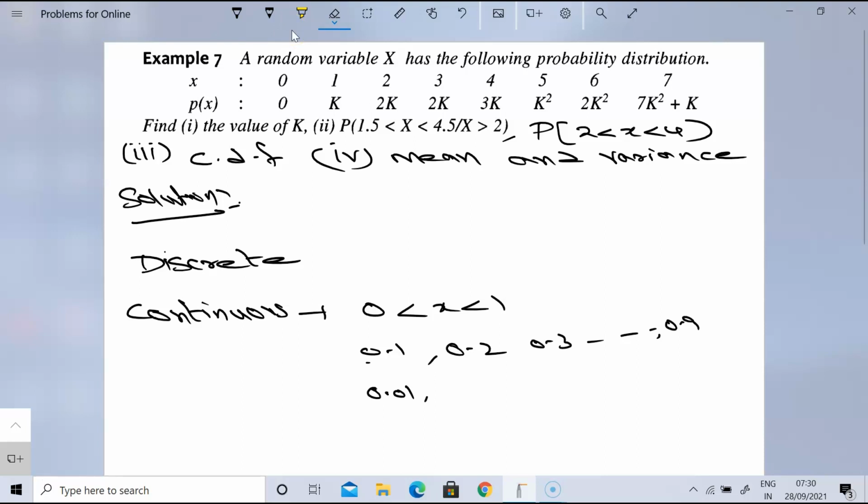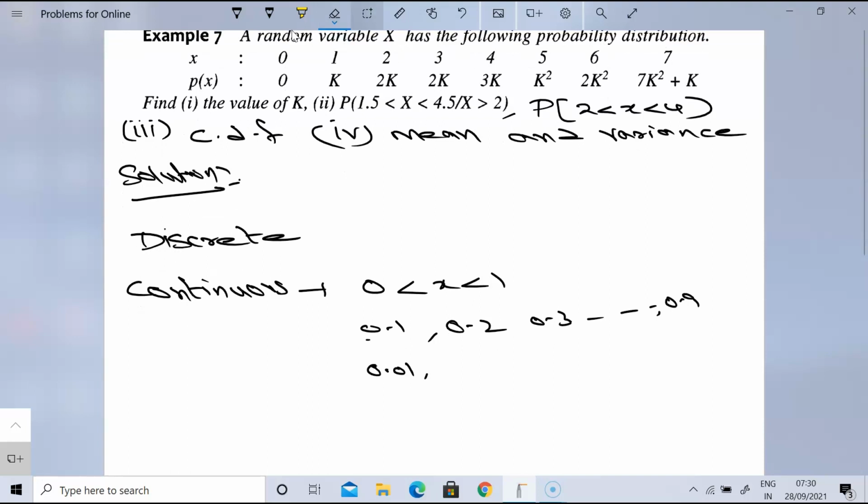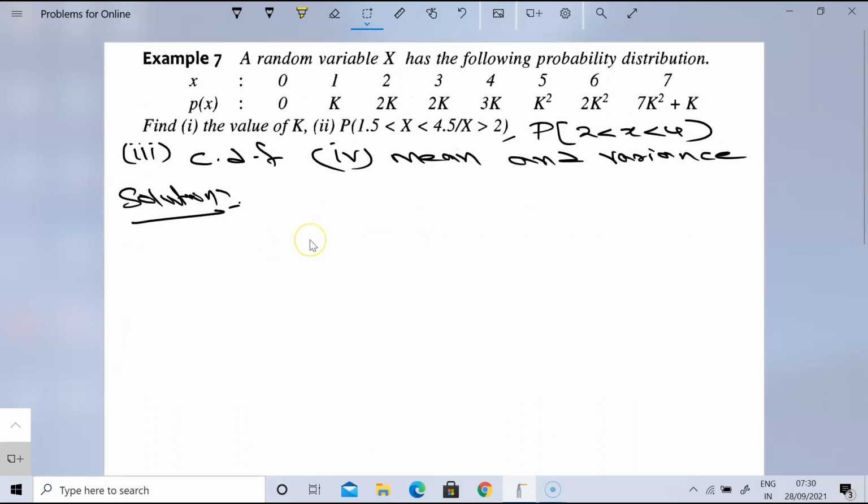Now I'll rub this. This is not required. Let me rub this. This part is not required, already you know it. So to solve this, the aim of the first problem is that you have to find the value of k. If you notice, what is the aim of the problem? Find the value of k. So I'll write it here. The aim of the problem is to find the value of k.